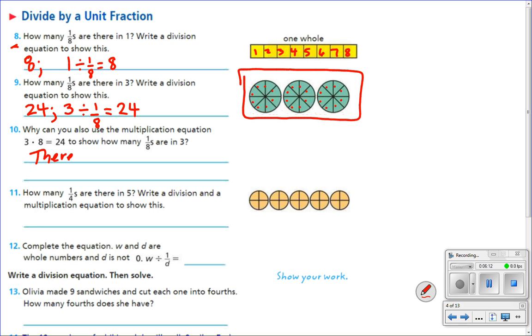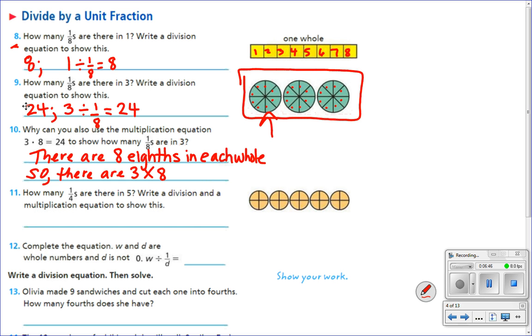There are 8 eighths. I'm writing this in words so you can see that. 8 eighths in each whole. I want to make sure you understand this phrase before I move on. In one of these circles, there are 8 eighths. So, there are 3 times 8 eighths in 3 wholes.